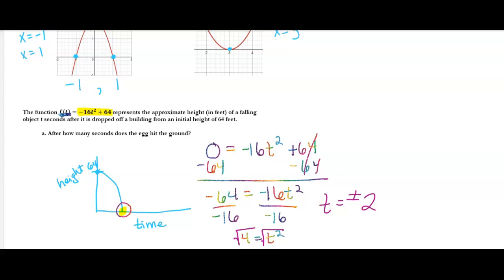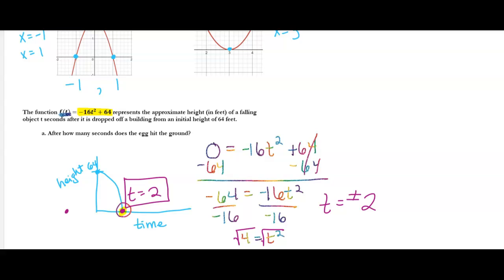Well, a minus 2 would be over here, and I can't go back in time, so it's this one that I want. And so how many seconds does it take for the egg to hit the ground? 2 seconds, because it crosses when t is 2, and that's the answer.